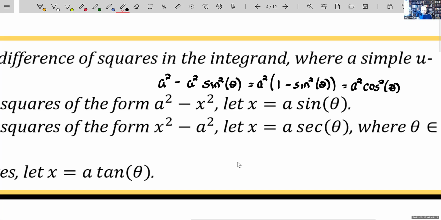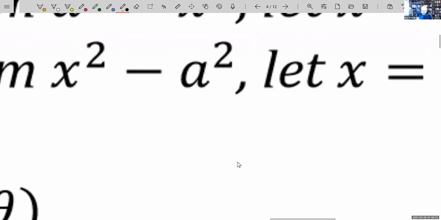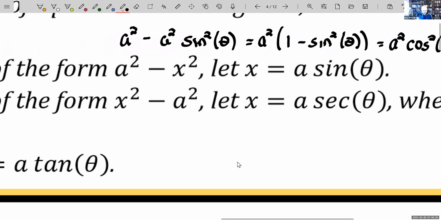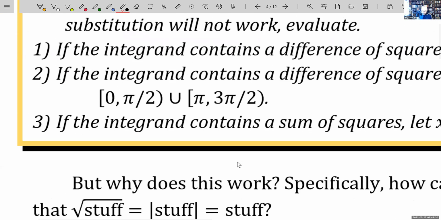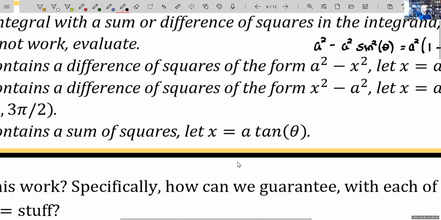If, on the other hand, you have a difference of squares, but it's a variable squared, like x squared minus a squared, then let x equal a secant of theta. And likewise, if it's a sum of squares, then let x equal a tangent of theta. Again, we'll see this in action.